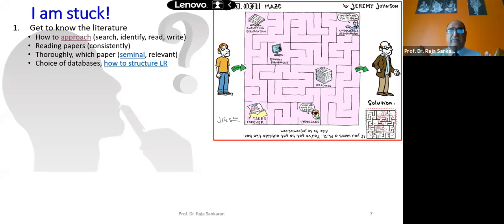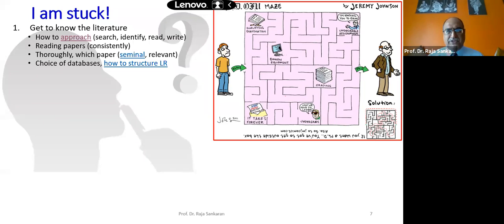If I go back to the previous slide, till the time you submit your, not only submission, till the time you bind your thesis, your literature review process continues. So make sure that you are in a position to read through your literatures on a regular basis, consistently and thoroughly, as well as identify which papers are relevant, as I've gone through, and the choice of databases, multiple databases.